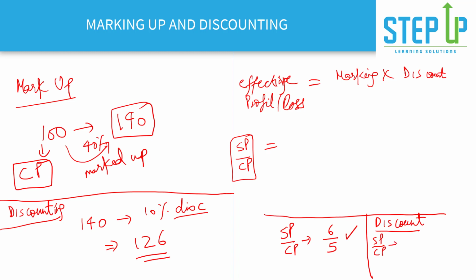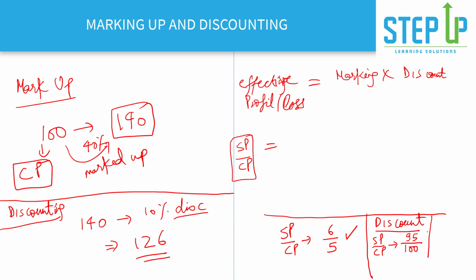I can say 5% discount, meaning let's say the shopkeeper got something for 100, but what he's saying is, that 100 rupee value I am giving you at 95, correct? That is 5% discount, isn't it? So this is how you will represent your discount.